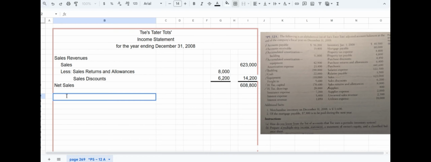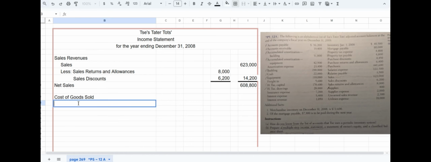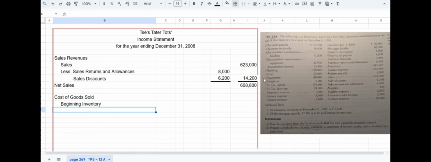Now the next part is calculating cost of goods sold. The first account is beginning inventory. And let's try to find it in the question. Here it is. Inventory January 1st, 2008. That's the same thing as beginning inventory, and that's 40,500. And this goes in the third column.